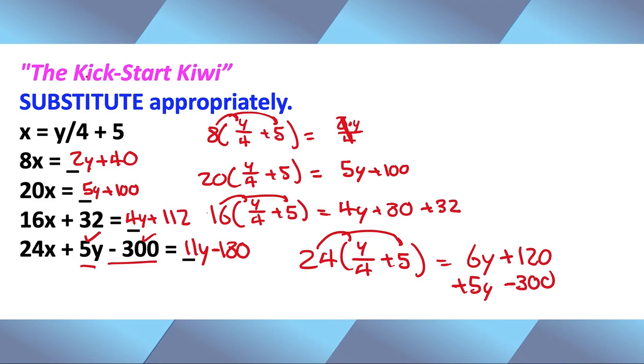All right, that's it. That's how you do the Kick-Start Kiwi. You substitute, but this time it's y divided by a number. It could be y divided by 4 in this case, or 2 or 3. So when you distribute, you actually will do a division and then combine the like terms.